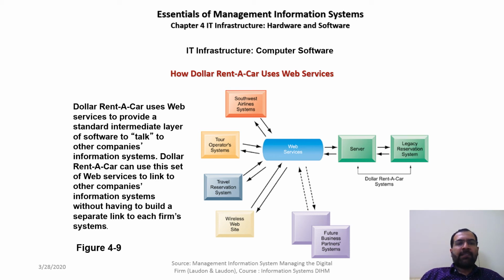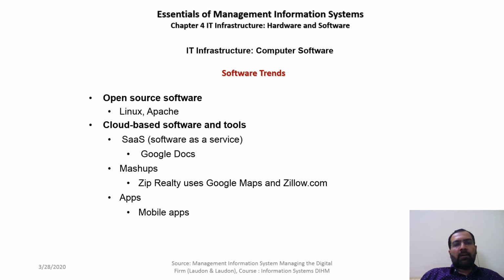So that provides a standard intermediate layer of software to talk to other companies' information systems. Other rent-a-car companies can use this set of web services to link to other companies' information systems without having to build a separate link to each one. That really helps with connectivity to all the other stakeholders, which include the various companies and organizations that are part of that service. Once the information is asked for, that connectivity reaches the various organizations at the same time.